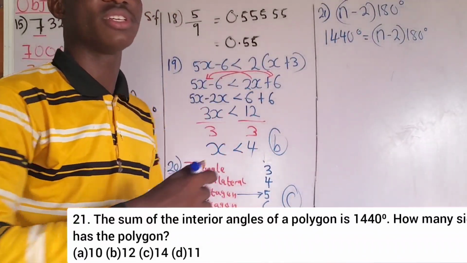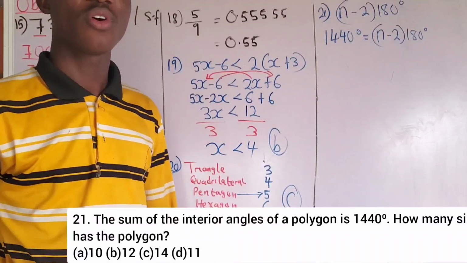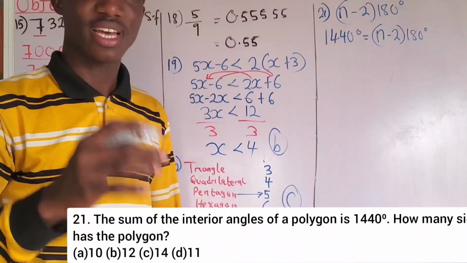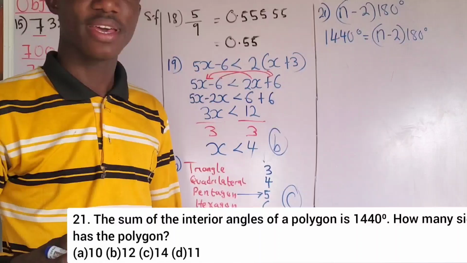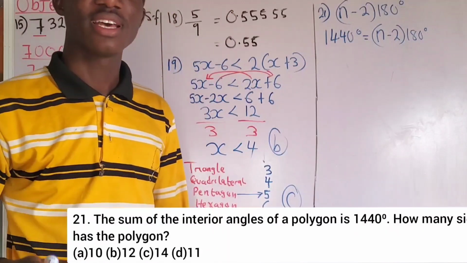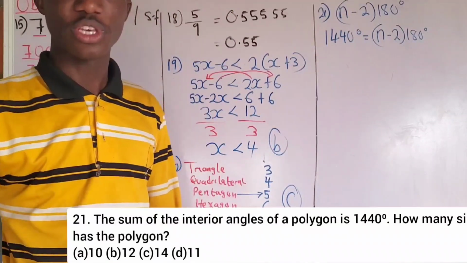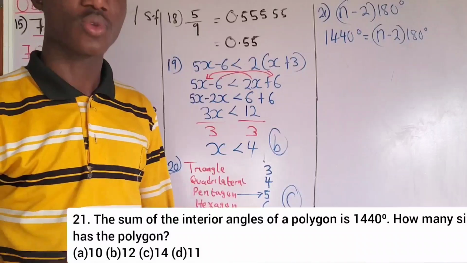And this type of polygon is a regular polygon. A regular polygon is a polygon that has all its sides and angles equal. They have equal sides and the angles in the polygon are also equal. You understand? That is a regular polygon.